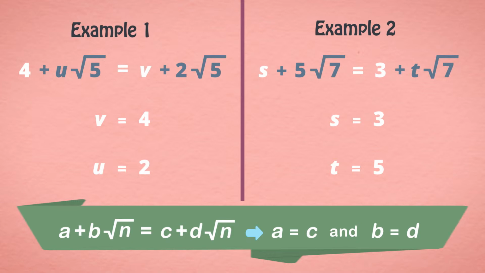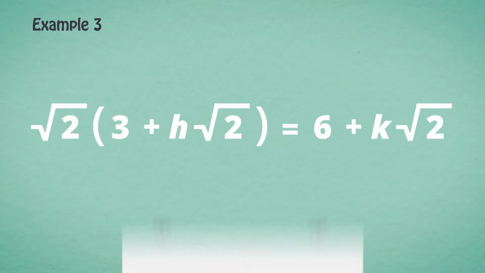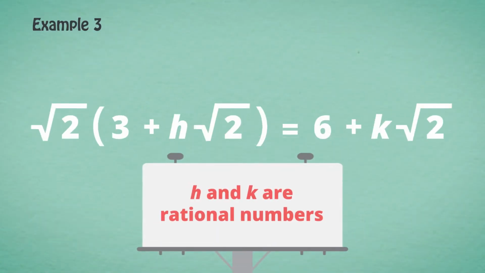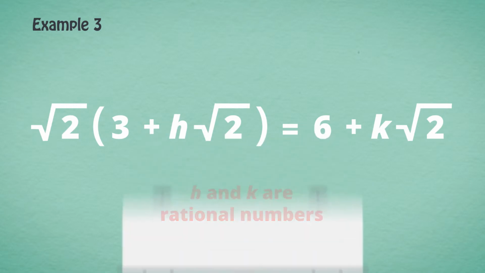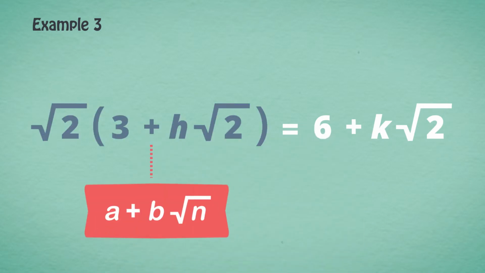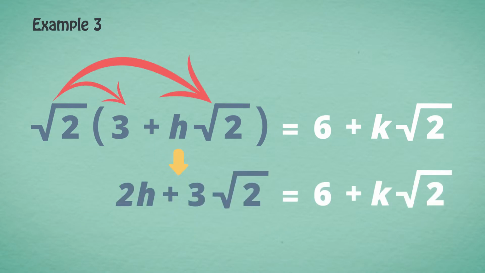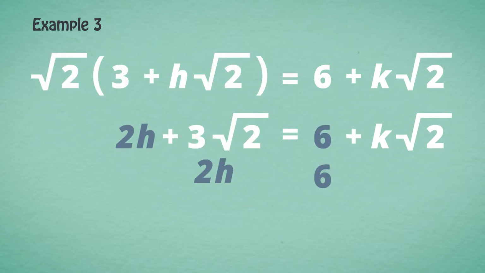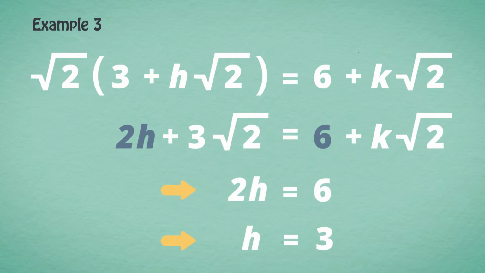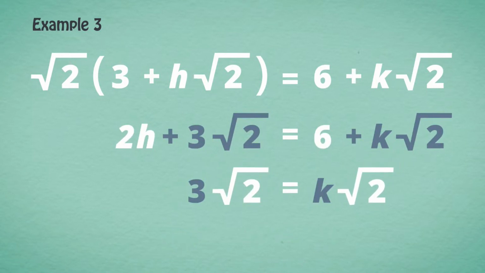Next, let's see how we can apply this to this question. Now, did you realize that in order to apply the equality property, we need to simplify this expression to this form? So, let's expand and simplify to get this. Now, what can you observe? Yes, we can equate the rational terms to find h and compare the coefficient of the terms with the surd square root of 2 to get the value of k.